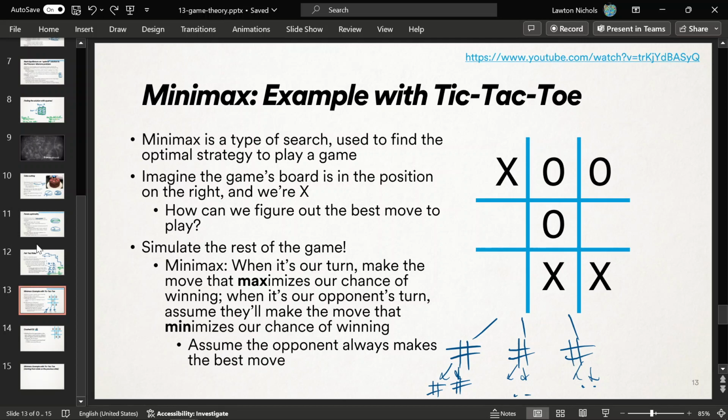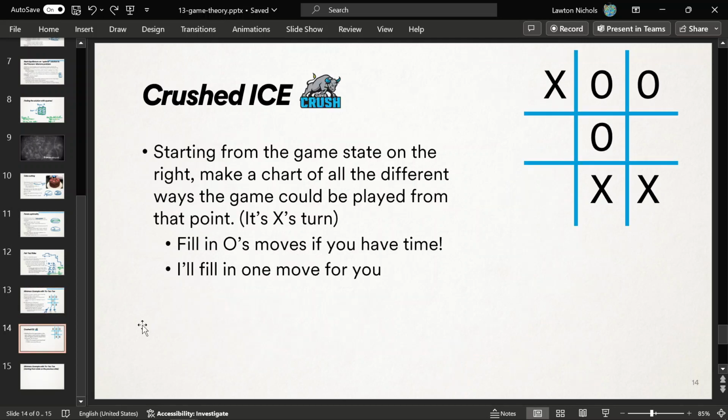And so, let's try this. Let's pretend you're the computer. Take out a piece of paper, open up Paint or something. Take a few minutes to try this. If this is your game state, if this is what your board looks like, make a chart of all the different ways that the game could be played all the way to the end of the game. See if you can figure it out.